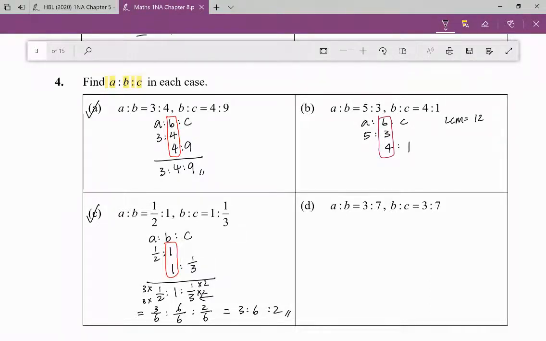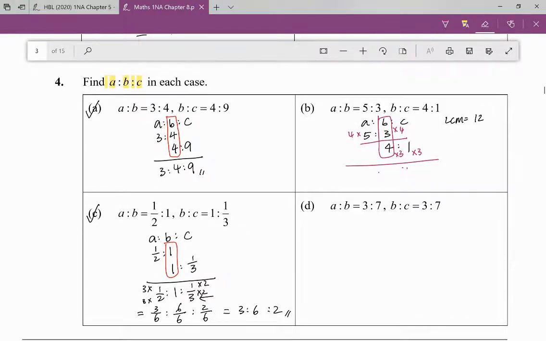So if I'm going to make it 12, it means I'm multiplying by 4, and then I'm making 1 by 3. Whatever I do to my first ratio, if I multiply by 4, I also have to multiply by 4 to A. And the bottom, if I multiply by 3, I also have to multiply 3 to C. So when I combine them, I would have 20 is to 12, 12 is to 3.